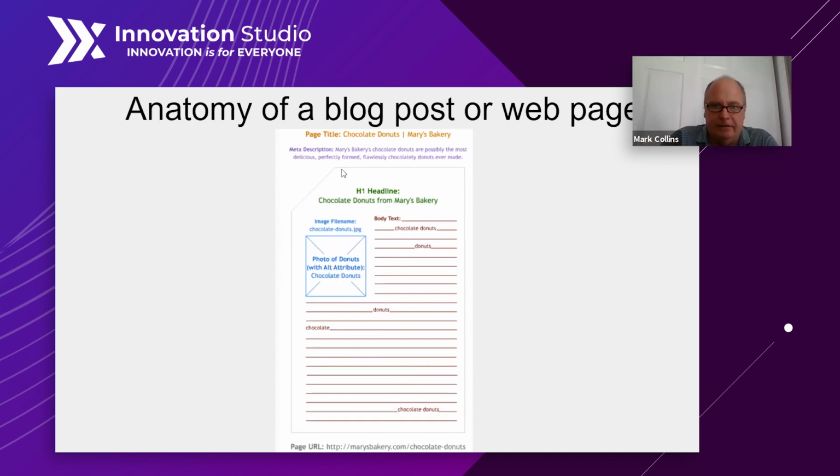And then the meta title is chocolate donuts, Mary's Bakery up top. The meta description says Mary's Bakery's chocolate donuts are perfectly delicious, whatever. So this is a great example that you can keep as a reference in a guide to how to put the SEO pattern on the front of the page that you see and the public sees, and on the back that shows up in Google search snippet.